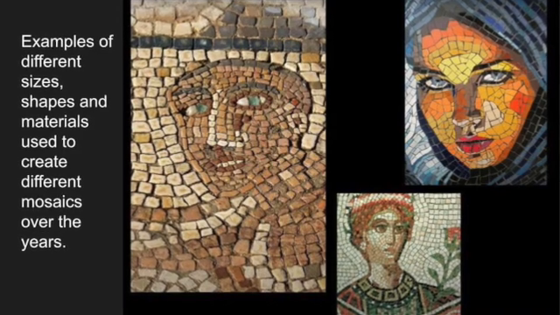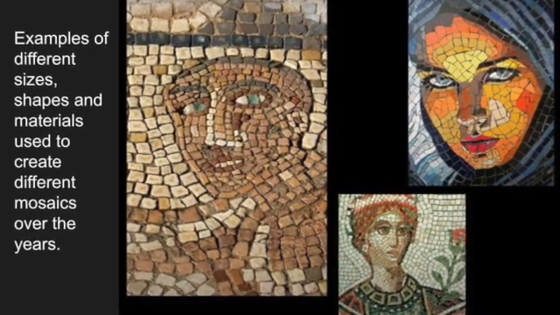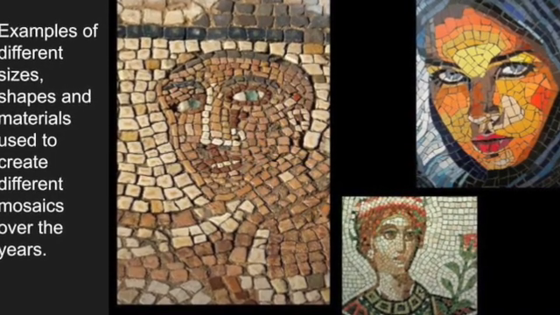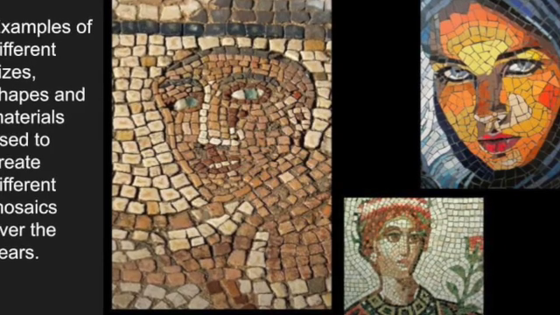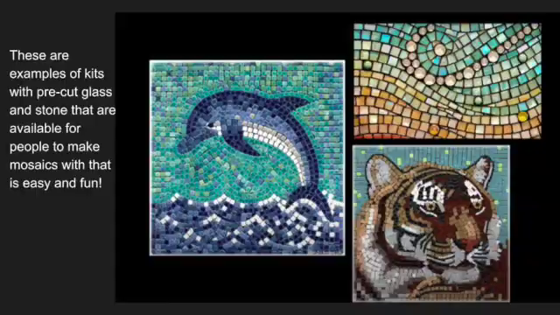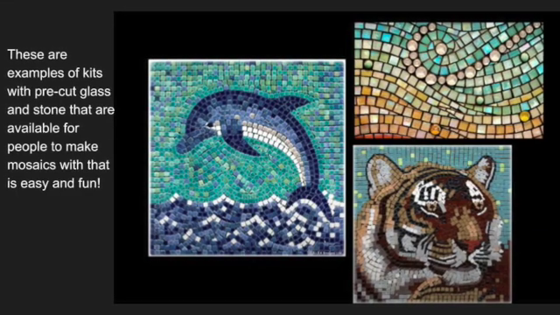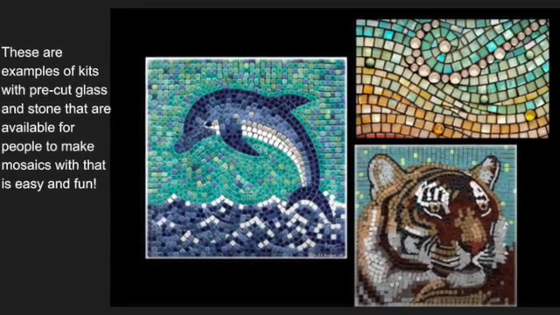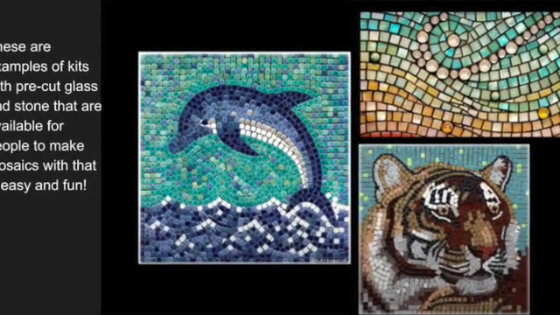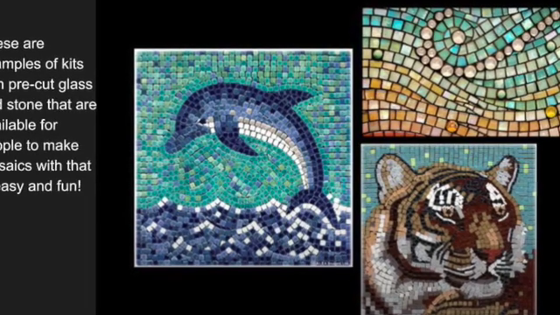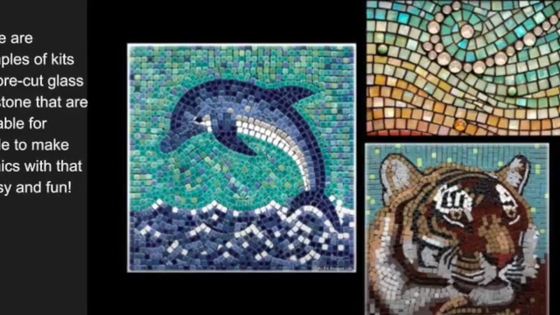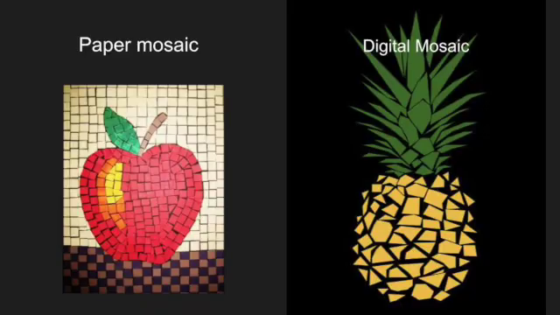Here are some examples of different mosaics over the years. Different stones, different colors, different size tiles, creating very interesting portrait work. And here are some pre-cut glass kits that you could do on your own. For people who wanted to do glass mosaic but didn't have the tools to cut glass and stone, they have these pre-cut kits available where you get a pattern and design to do.